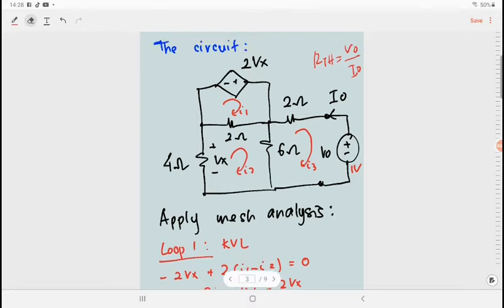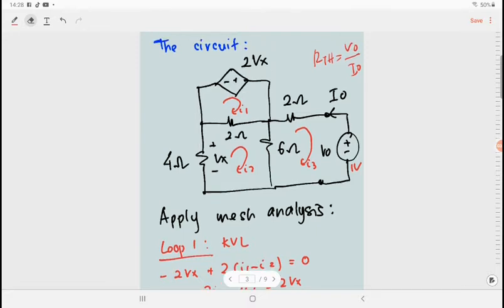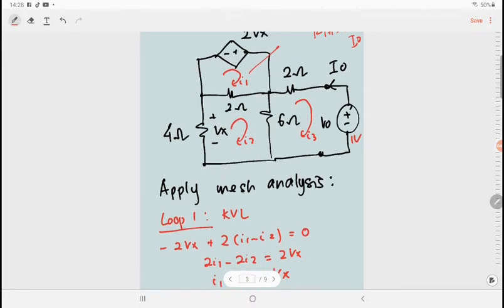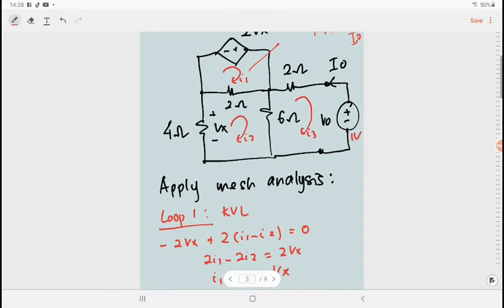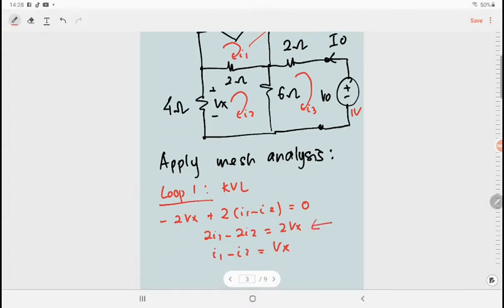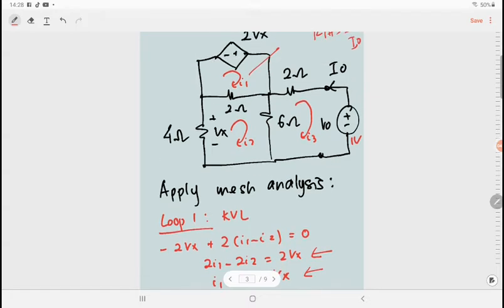So let's start. By applying KVL at loop 1, so this is our loop 1, you got negative 2Vx plus 2I2 minus 2 plus 2I1 minus 2I2 equal to 0. So we elaborate this equation. You got 2I1 minus 2I2 equal to 2Vx. Then you can simplify again. It becomes I1 minus I2 equal to Vx. So in our equation now, we have a Vx.